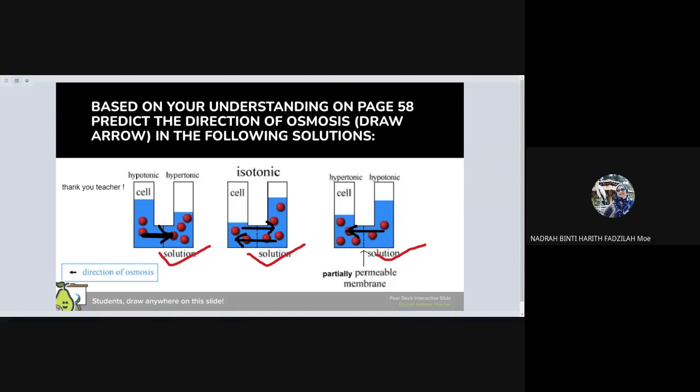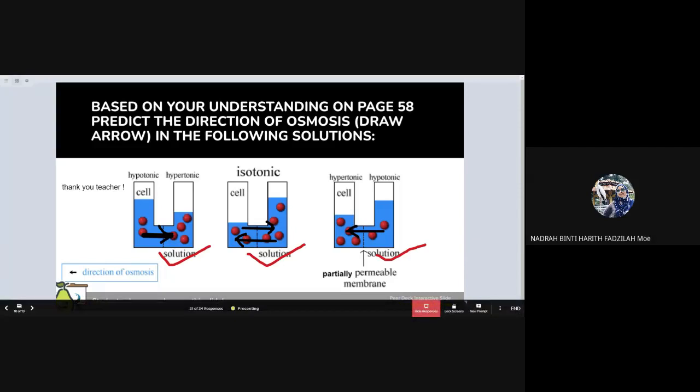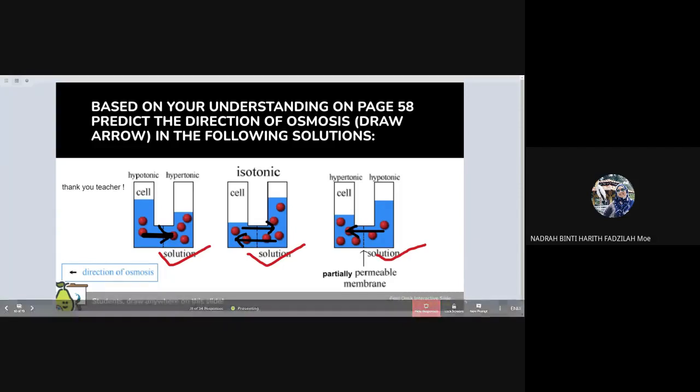Explanation 1. Explanation 2, kita boleh juga kata Shakira memahami bahawa the movement of water molecules is from solution that has high water potential to low water potential. So, solution yang hypotonic has high water potential. Solution that is hypertonic has low water potential. Okay, so semua orang boleh refer pada screen Google Meet untuk tengok arrow. Okay, ramai yang sama jawapan macam Syakira ni. Cuma saya nampak dulu kan.